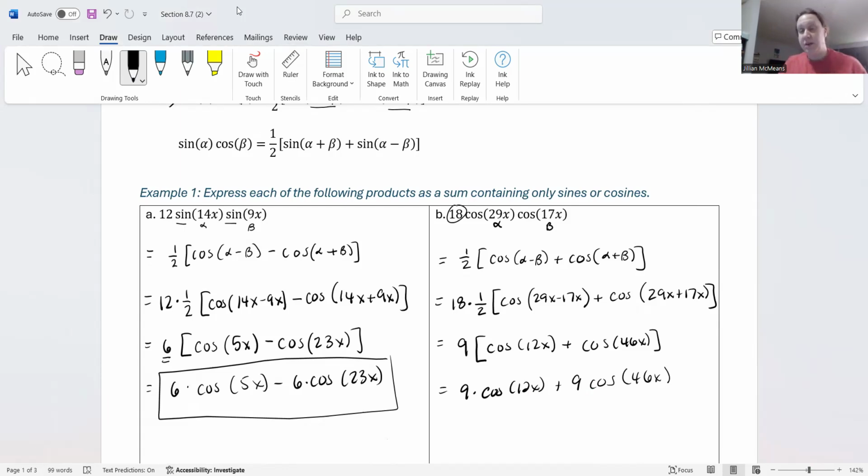In the next video, we're going to look at the sum to product formulas. And what's cool about the sum to product formulas is you can use them to actually help you solve equations. And we'll look at one example like that. Okay.